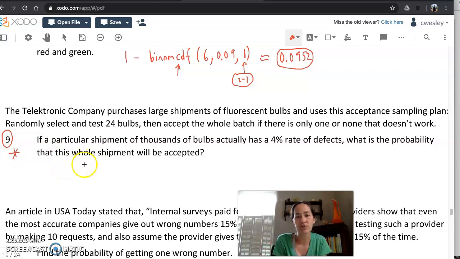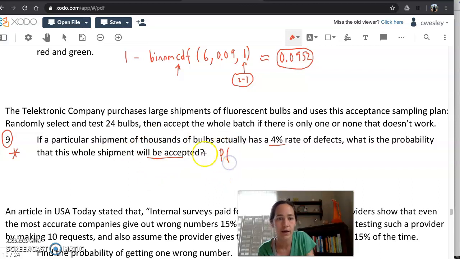If a particular shipment of thousands has a 4% rate of defects, what's the probability we will accept this shipment? So we have to write a binom PDF or CDF for the probability that, let's think about it, out of the 24, either they're all good or only 1 isn't good, and we would still accept it. So I'm going to say 23 or 24 are good.